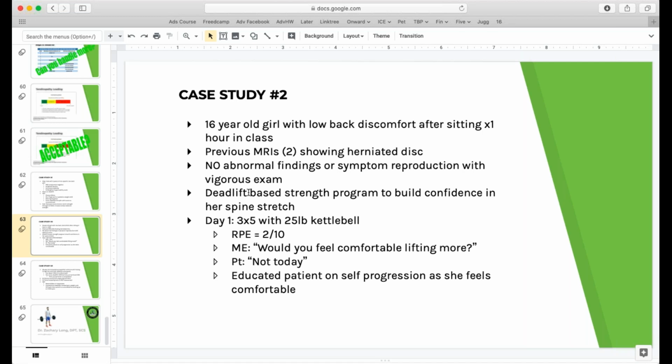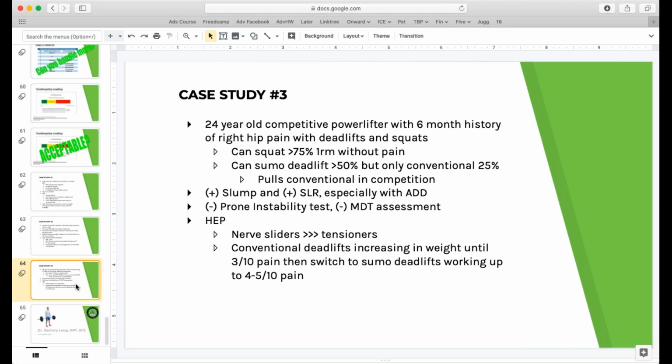And so basically, I then educated her on self progression as she feels comfortable, told her to go work on kettlebell deadlifts at the gym for the next 2 weeks till I follow up with her again. And this girl did absolutely amazing in her rehab. And it's one of those people that I regularly think back on, and I'm so happy with how well she did. Third case study here is a competitive power lifter.